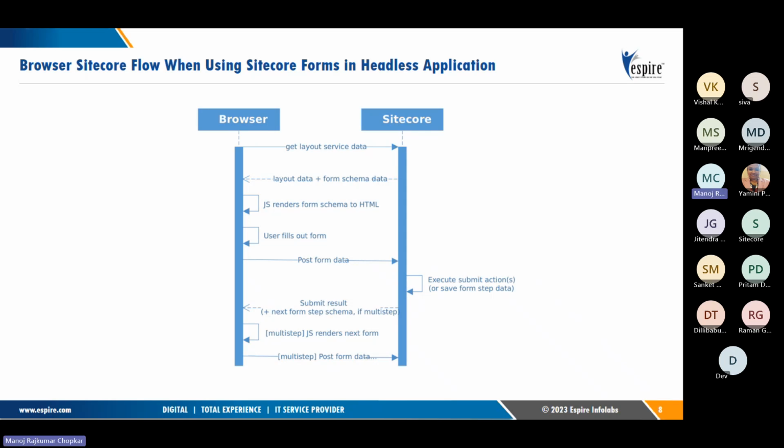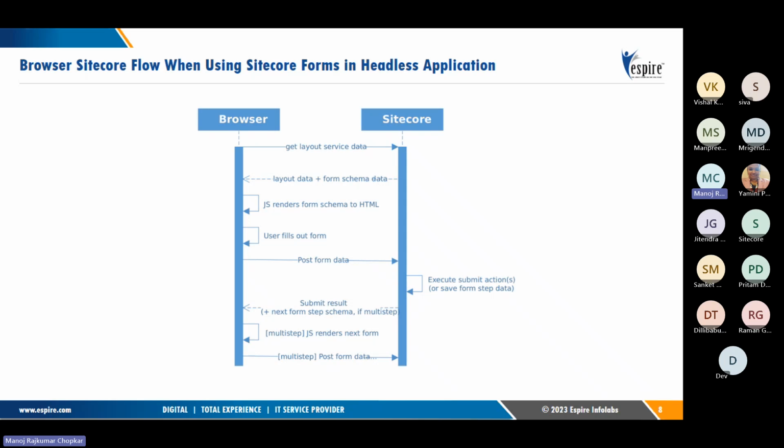So whenever the layout data plus form schema is received, the JS renders the form schema to HTML, and then users fill out the form, and again the data is posted back to Sitecore. Then it executes the submit action or save or performs other steps, and again brings back the data, and the same goes on.